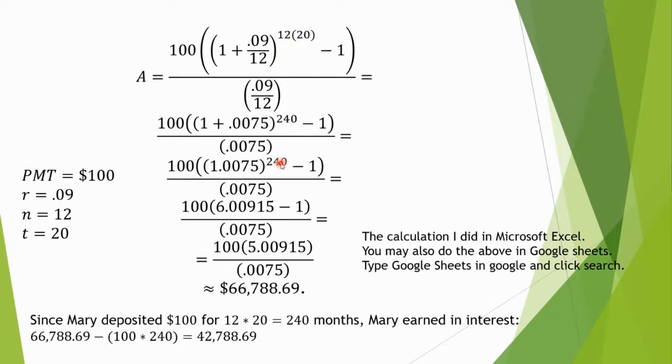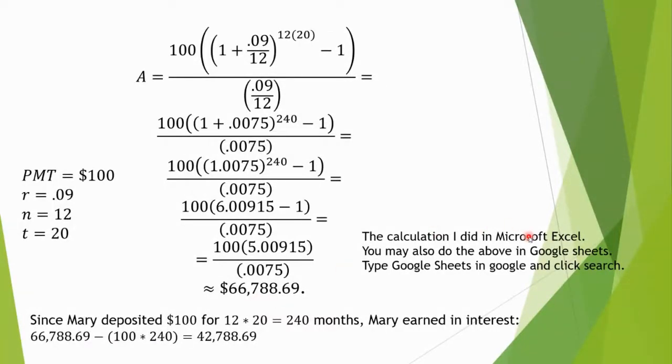Good. And then you would subtract, multiply, and all that. The parameters are still here. That's what I've added. And doing so, if you do this right, you would end up with this amount. So she'll have $66,788.69 at the end of 20 years.